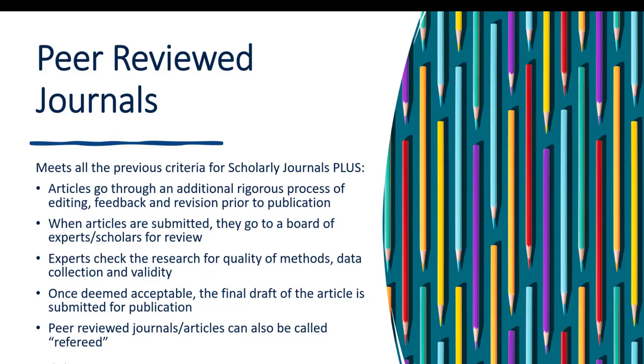Peer-reviewed journals meet all of the previous criteria that we just spoke about for scholarly journals, but include a little bit more. These articles go through an additional rigorous process for editing, feedback, and revision before publication. When these articles are submitted for publication to a peer-reviewed journal, the article goes to a board of experts or scholars in that specific field. These experts check the research for quality of methods, data collection, and validity. Once they are deemed acceptable, the final draft of the articles is submitted for publication. In this way, the articles go through this extra peer review process.